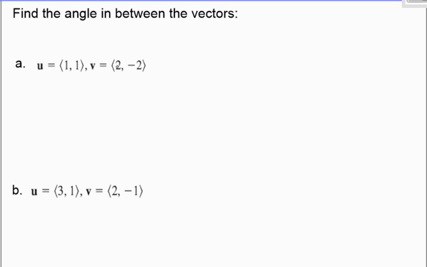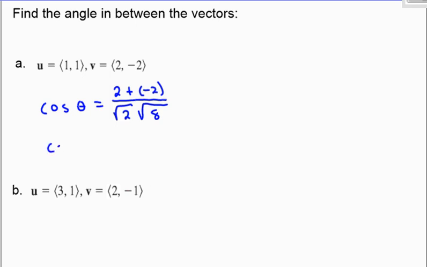Okay. Now we can find the angle in between these vectors right here. I know the cosine of that angle is going to equal U dot V. So if I do U dot V, it'll be 1 times 2 is 2, plus 1 times negative 2 is negative 2. And I put that over the magnitude of U, which would be the square root of 2. Remember, magnitude is just the square root of this squared plus this squared. And then times the magnitude of V, which is 2 squared plus 2 squared, 4 plus 4, it's going to be 8.